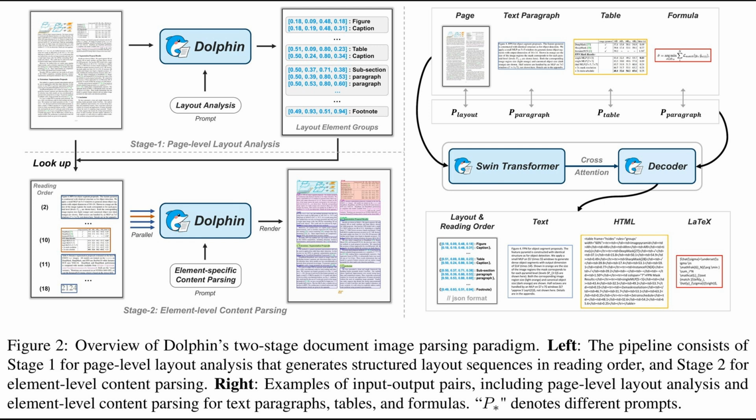The system uses a Swin transformer, which is an advanced vision model architecture that acts as the visual encoder to understand the image. Then, a decoder component, employing cross-attention, a mechanism that allows the model to selectively focus on relevant image regions when generating the output, translates these visual features into the final structured text, like HTML or LaTeX.